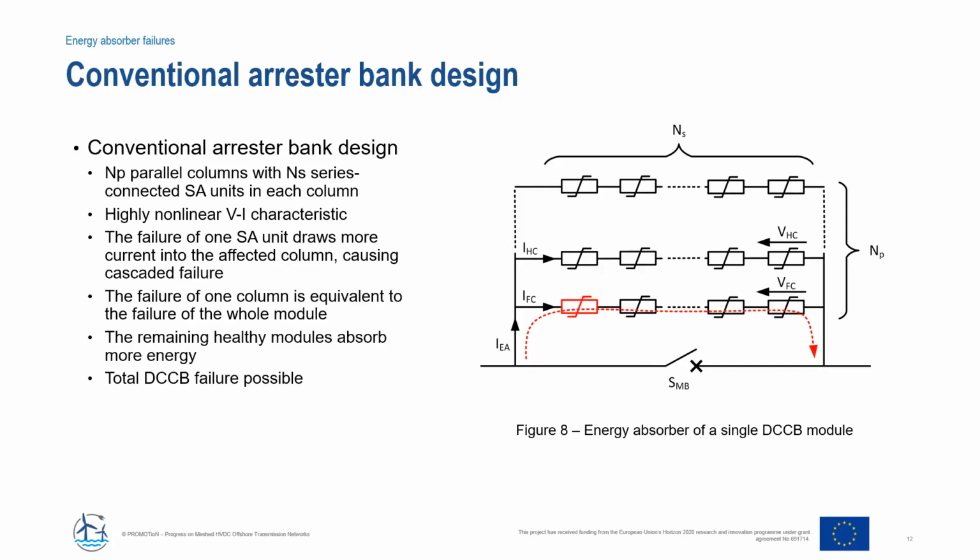However, the failures do not stop there, as the remaining healthy modules are forced to absorb additional energy. This creates a very vicious positive feedback loop in which a single surge arrester unit failure may cause the failure of the whole DC circuit breaker.